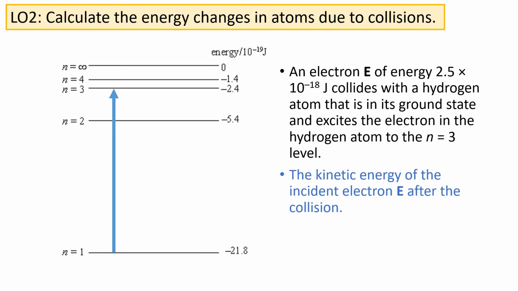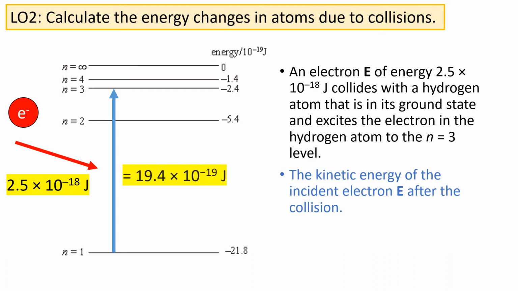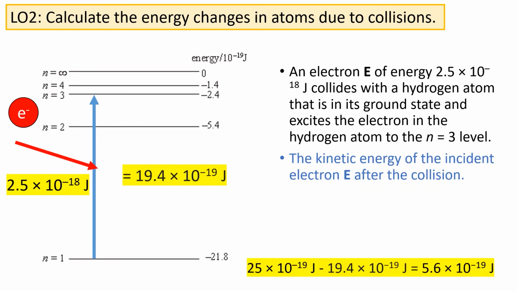The first thing that we need to recognize is that the incident electron has an energy of 2.5 times 10 to the minus 18 joules as it comes into the atom. However, once it collides with the atom and excites an electron inside the atom, it loses the equivalent of 19.4 times 10 to the minus 19 joules. All we have to do then is take the difference in these two numbers to calculate the final energy of the incident electron. The difference in these numbers is 5.6 times 10 to the minus 19 joules.